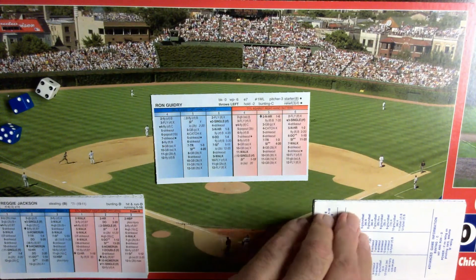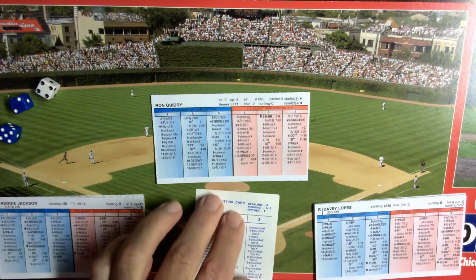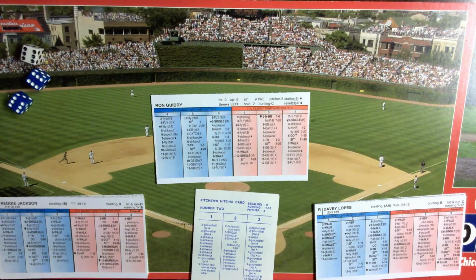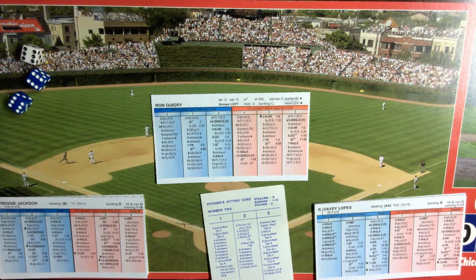We have the pitcher Doug Rao up next. He uses the number 2 hitting card. He is going to swing away. That is a 6 and a 12 against a left-handed batter. That's a fly ball left field X. So the ball is hit to Piniella. Piniella is a 3 and a 7.